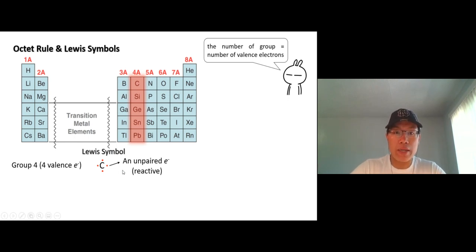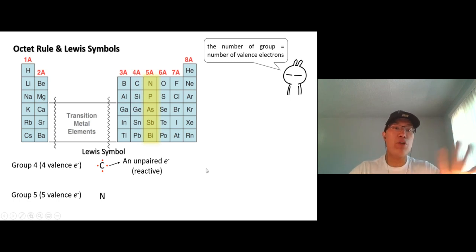We call this the Lewis symbol. We're going to go a little bit further, to group 5, so nitrogen and phosphorus. Let's start with nitrogen. Nitrogen, group 5, how many valence electrons? 5 valence electrons, right? And nitrogen is going to put those 5 valence electrons as this: one lone pair, and 3 unpaired electrons right there.